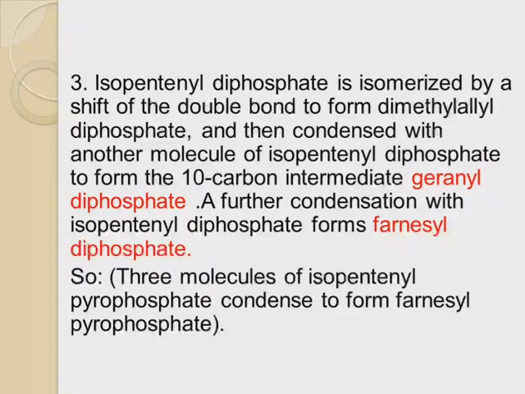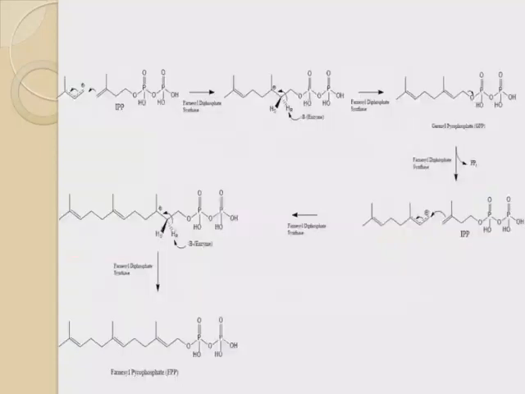As a result, we need 3 molecules of isopentenyl pyrophosphate to be condensed to form farnesyl pyrophosphate. And this shows how farnesyl pyrophosphate is formed from condensation of 3 molecules of isopentenyl pyrophosphate.